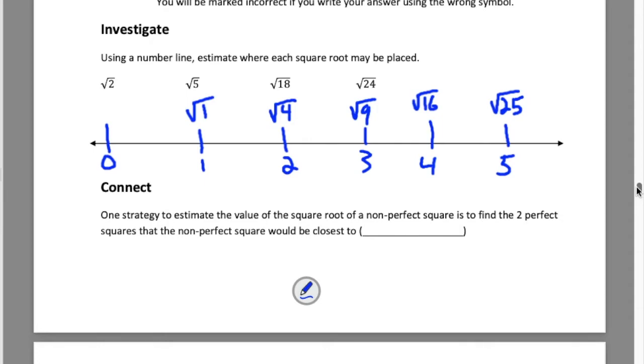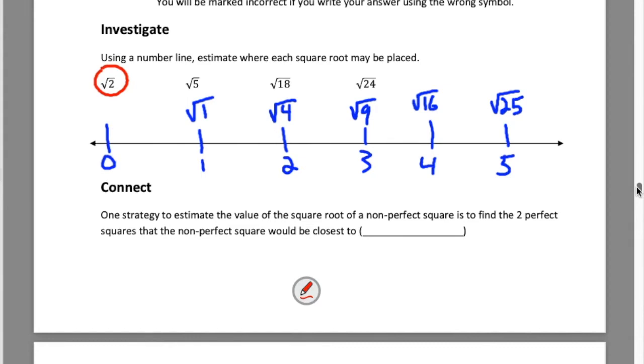Okay? Next, it asks me to use this number line to place or to estimate where each square root may be placed. Okay, to do this now, I'm going to take a look at my first one here, which is the square root of 2. Since I have the square root of 2, I'm going to try and ignore my bottom whole numbers right now, and I'm just going to look at my perfect squares on top, okay?